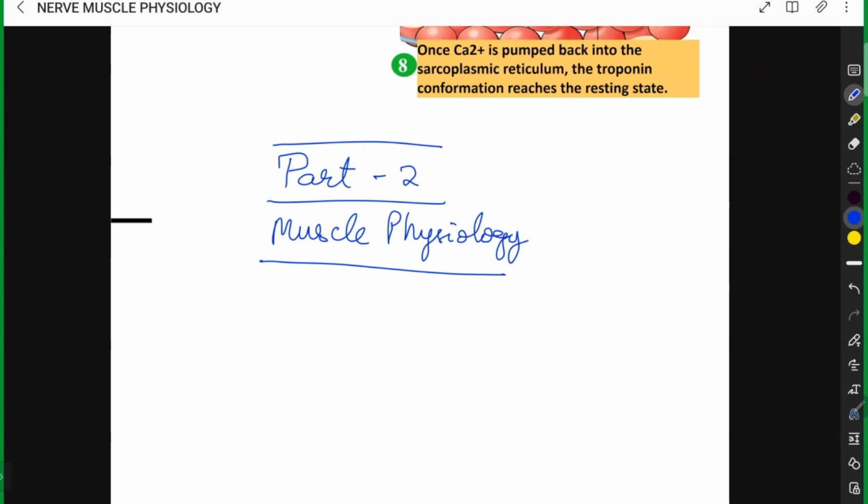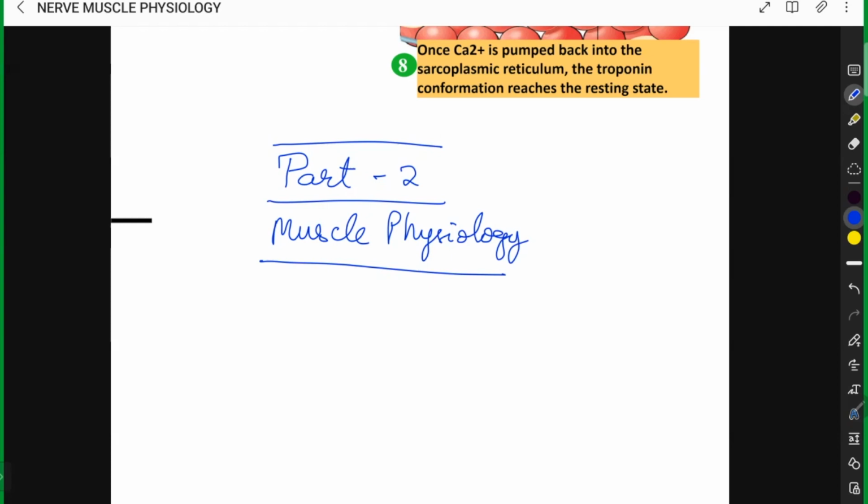To summarize, step 1, calcium enters into the cytoplasm, binds with troponin C, and activates it at a plus 40 millivolt. Step 2, activated troponin C activates troponin T. Step 3, troponin T activates tropomyosin. Step 4, tropomyosin moves away, exposing the myosin binding sites of actin. And step 5, myosin combines with actin and that causes a contraction.